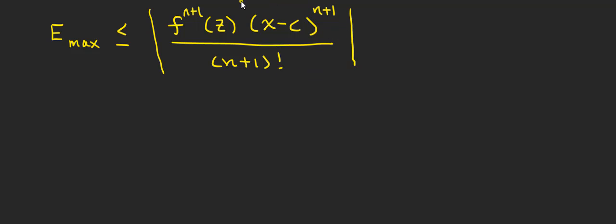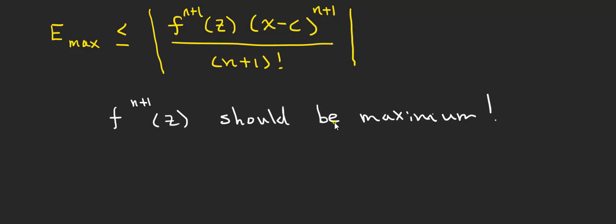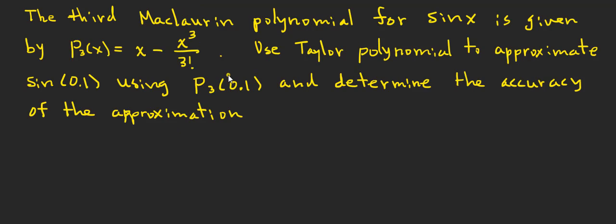And in order for this to happen, we need to find the maximum value of the n plus 1 derivative of f at z in order for us to get the maximum error. Again, in order to have a maximum error, the n plus 1 derivative of f at z should be maximum. In other words, this value should be as large as possible. So let's take a look at this example.